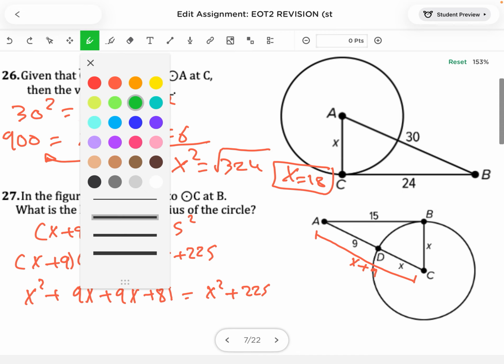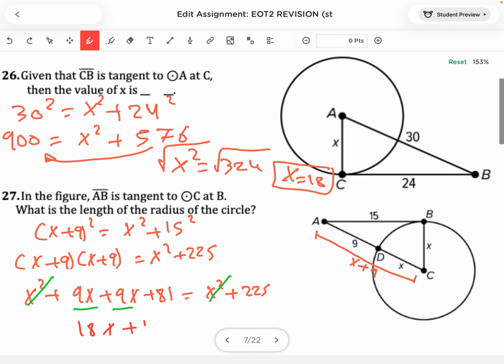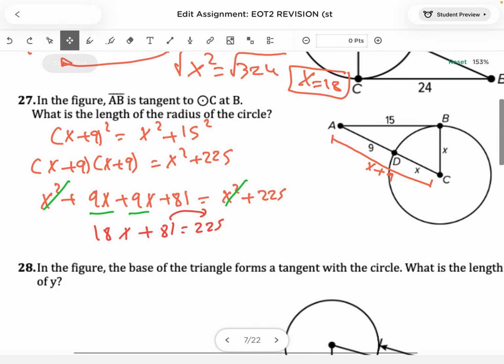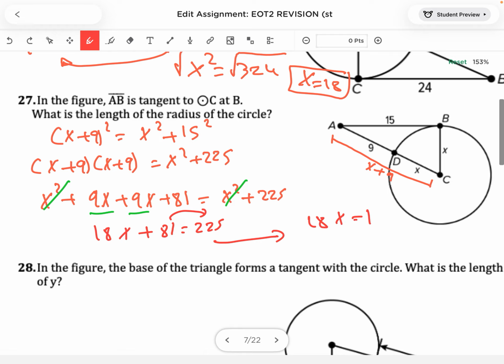x squared with x squared are cancelled, and I will combine the like terms here. So 18x plus 81 equal to 225. Send the 81 to the other side: 225 minus 81 will be 144. Let's continue it here. So 18x will be 144, divide over 18. 144 divided by 18, x will be 8.